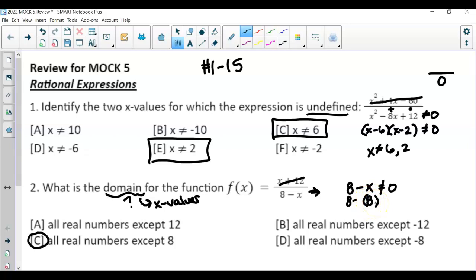If you really wanted to go through and solve this, where you have 8 minus x is not equal to 0, you can subtract 8 from both sides. So now you have -x is not equal to -8. Divide by -1, two negatives make a positive. That's how you can see it mathematically, or just use mental math: 8 minus what is 0? 8 minus 8.